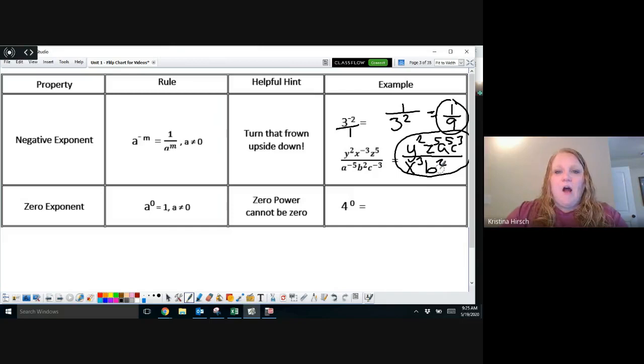So that's how I remember that. Turn that frown upside down. We don't like negative exponents. We want everything to be positive if possible.